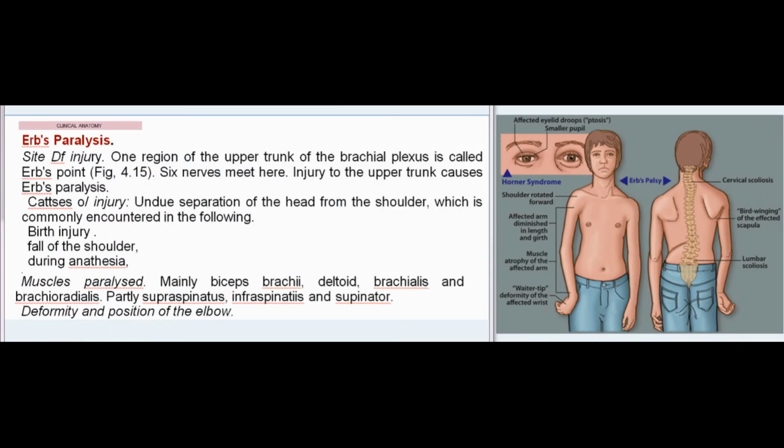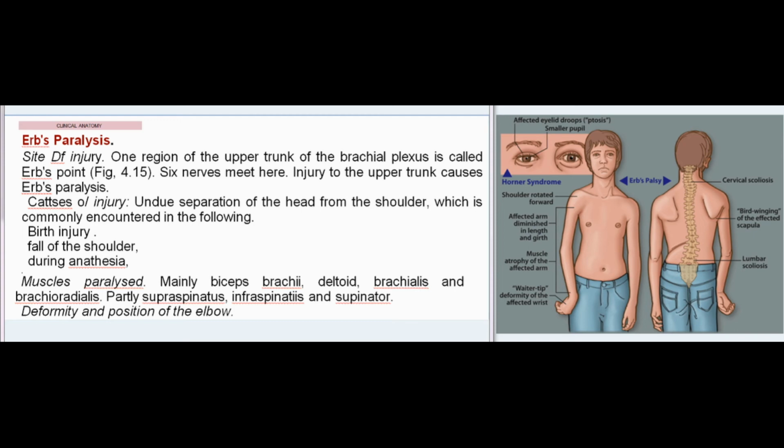Clinical anatomy. Erb's paralysis. Site of injury: one region of the upper trunk of the brachial plexus is called Erb's point, Fig. 4.15. Six nerves meet here. Injury to the upper trunk causes Erb's paralysis. Cause of injury: undue separation of the head from the shoulder, which is commonly encountered in birth injury, and fall of the shoulder during anaesthesia.